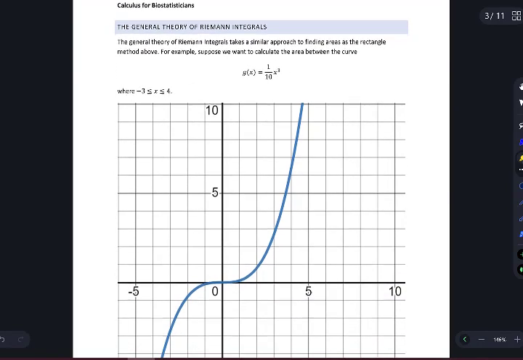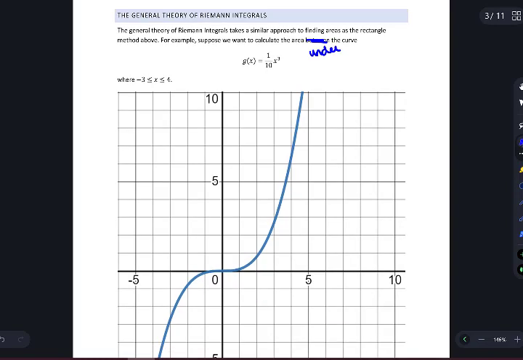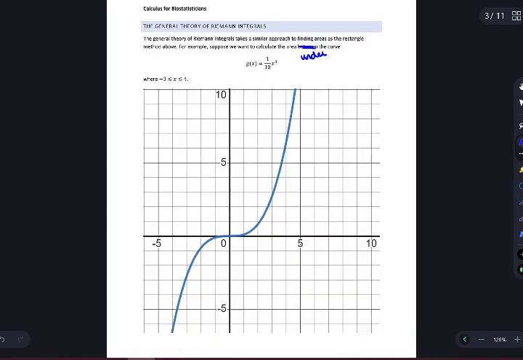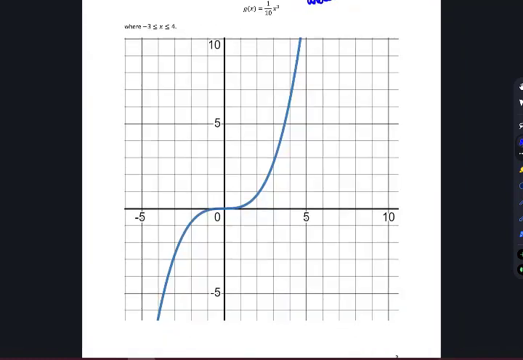All right, so we're going to talk about what are called Riemann integrals. The general theory of Riemann integrals takes a similar approach to finding the areas as the rectangle method above. For example, suppose that we wanted to calculate the area, and that should say under the curve instead of between the curve. And here's what our curve is between -3 and 4. So looking at our picture here, let's mark where -3 is. So -3 occurs right here, and 4 occurs here.